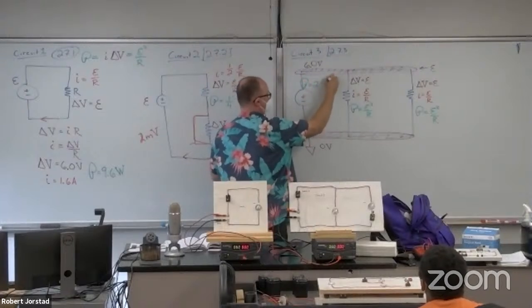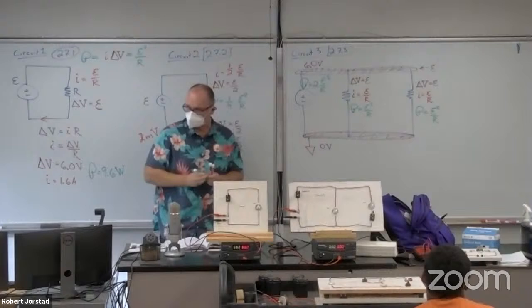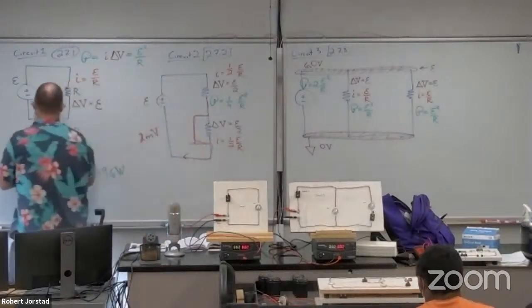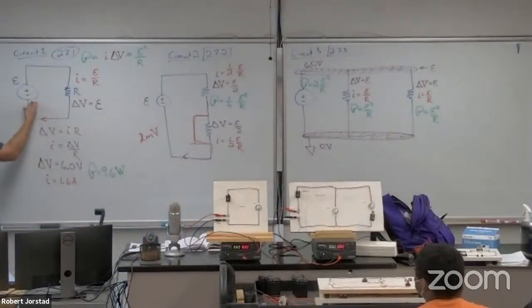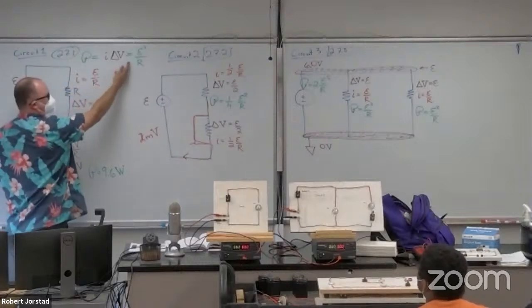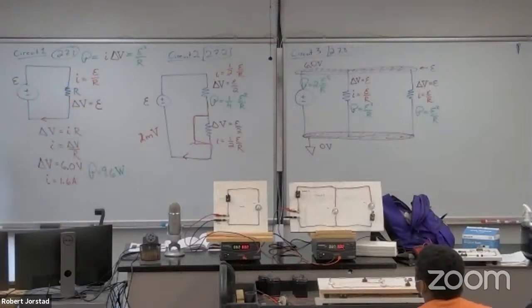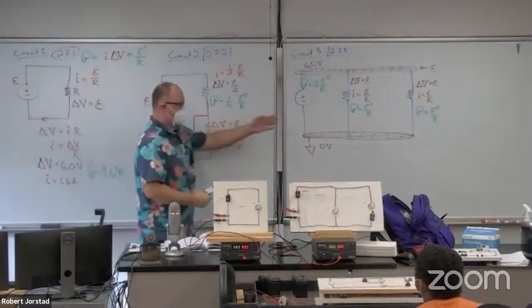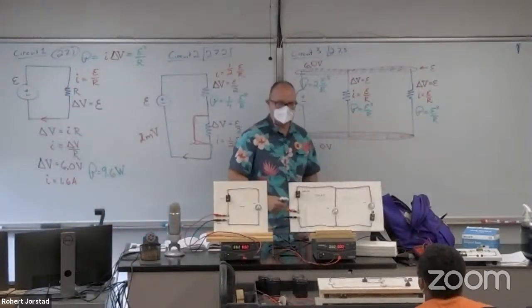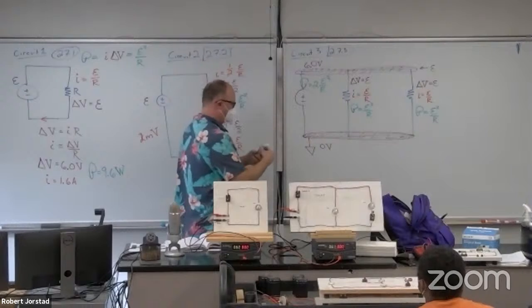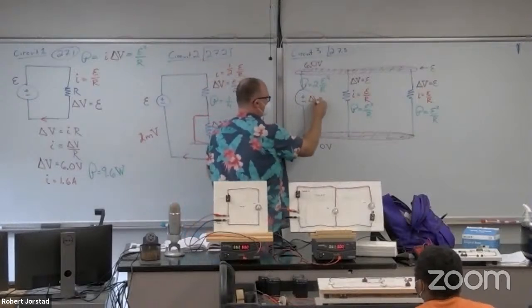2 E squared over R. You don't get something for free. Over in this circuit, we had a single battery, and we got this reference power of E squared over R. Now we've got 2 light bulbs in parallel. Well, the voltage is still E here, right? The voltage is still E.